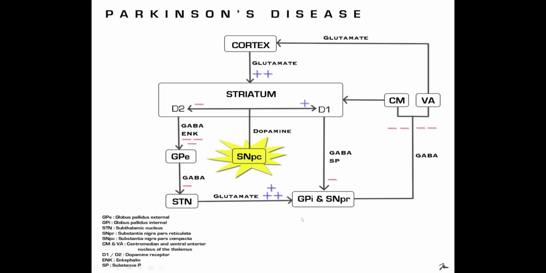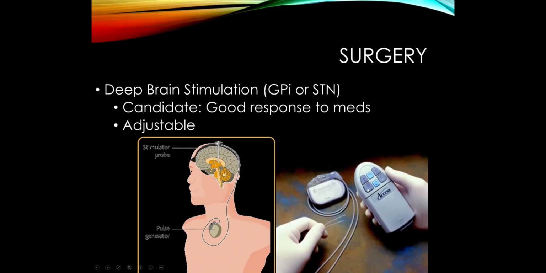You can do the same thing here in the internal segment of the globus pallidus. You stimulate this area, which shuts it down a little bit so it doesn't produce as much GABA. And again, that's going to have a beneficial effect. You'll get more glutamate going back to the motor cortex. So, as I understand it, deep brain stimulation, if you're on the West Coast, they more likely do the internal segment of the globus pallidus. If you're on the East Coast, they more likely do the subthalamic nucleus. And I think things are being worked out in terms of which may be more effective. You don't need to know about that.